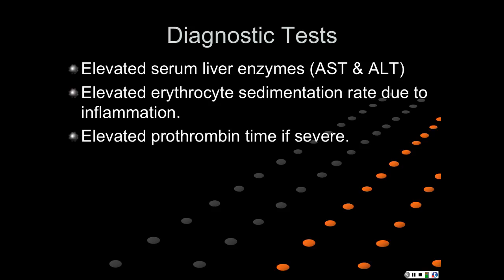In severe cases, prothrombin time may be elevated. If you remember, the liver plays a part as far as prothrombin is concerned. You have to go back and look at those functions of the liver. And then there are specific serum tests for each type of virus.